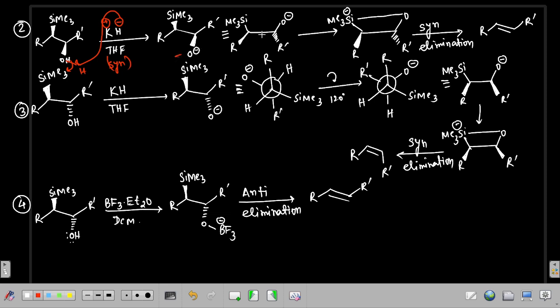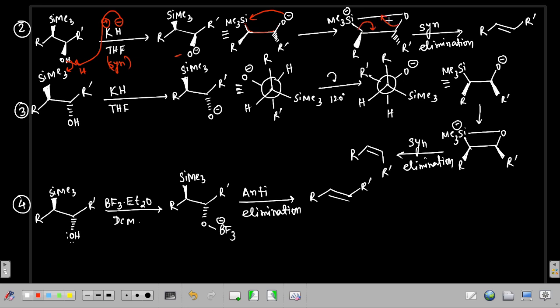Now we will write this intermediate like this: R and R dash are opposite to each other. So R is above the plane and R dash is below the plane, and now this O minus and SiMe3 are in the same plane. Both are in the same plane. Now it will form a bond with this TMS.